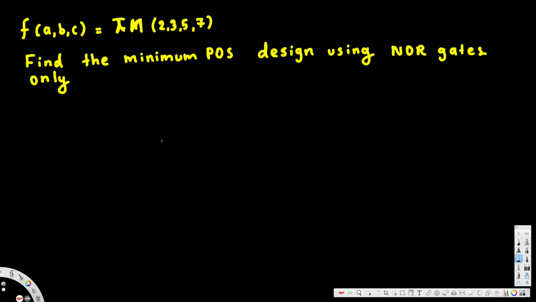Let's look at this problem right here. This question is asking to find the minimum product of sum using NOR gates only. Here we have the function provided in terms of max term. We know that this is a max term by looking at this phi and this capital M. And max term is basically talking about the position of 0.